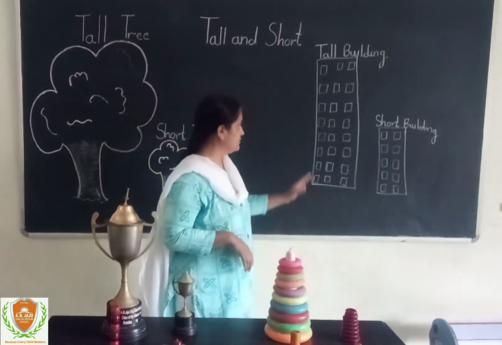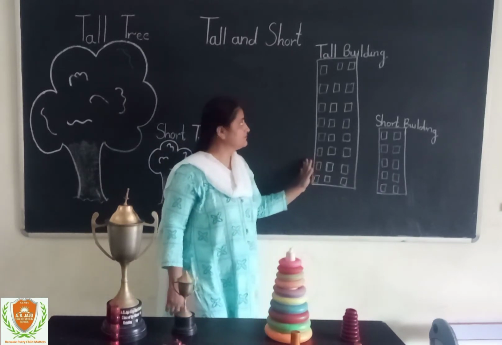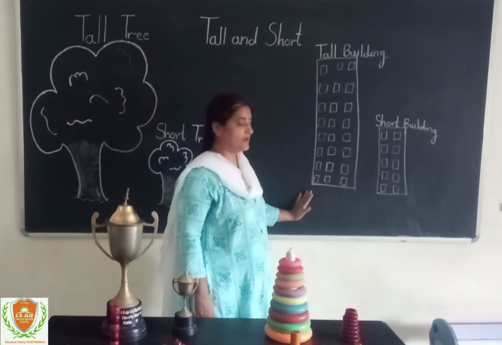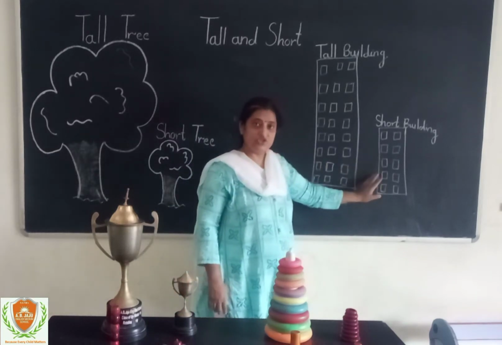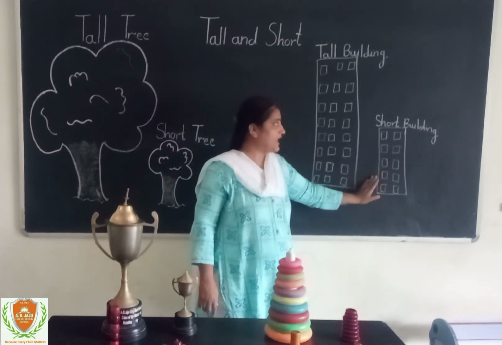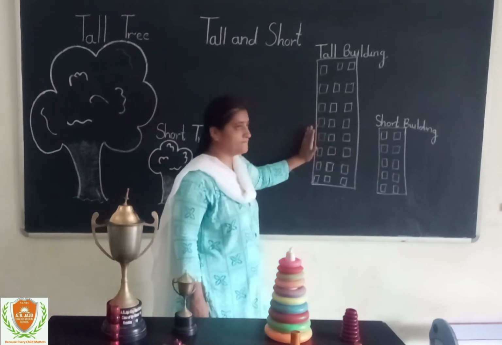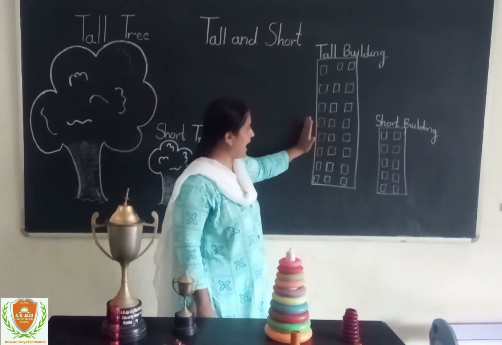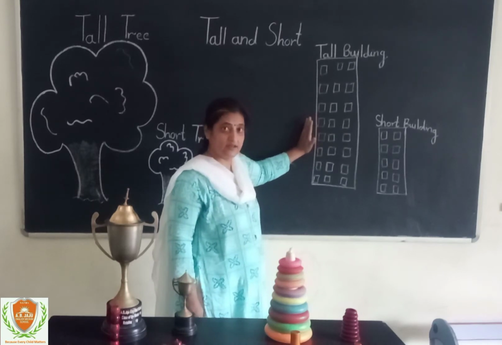Now look at this picture. One is a tall building and another is a short building. Now why is this tall? Because the building's height is greater.